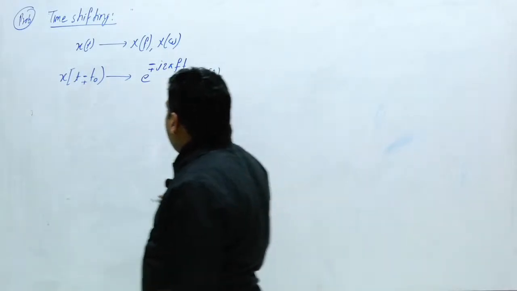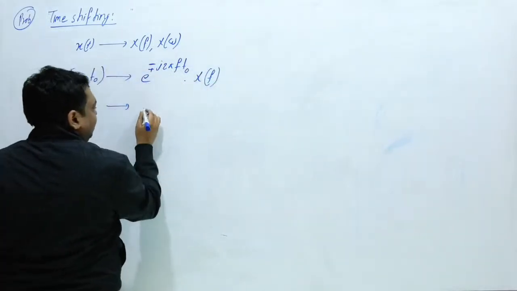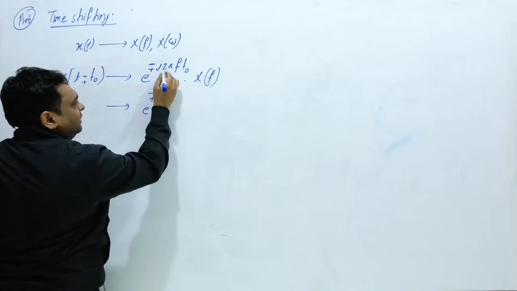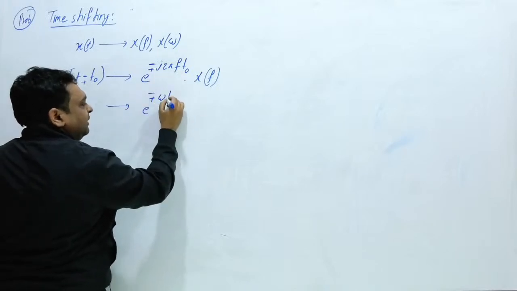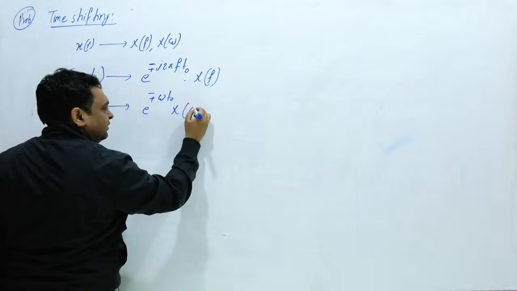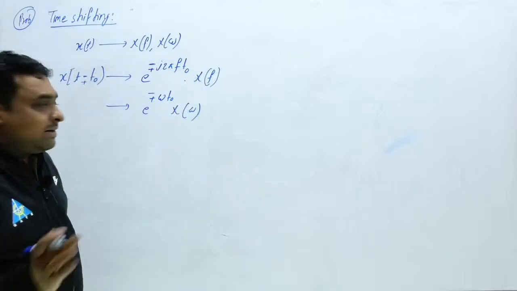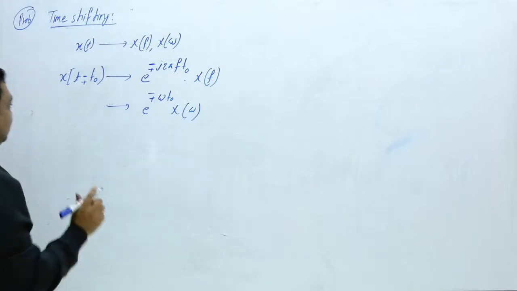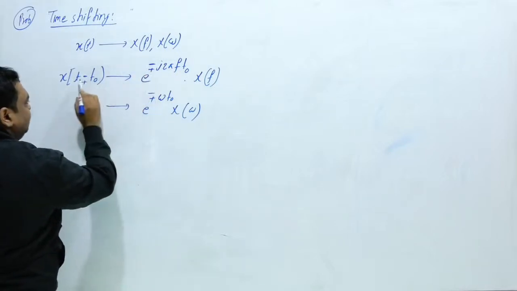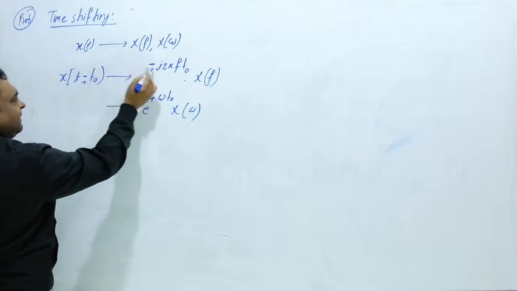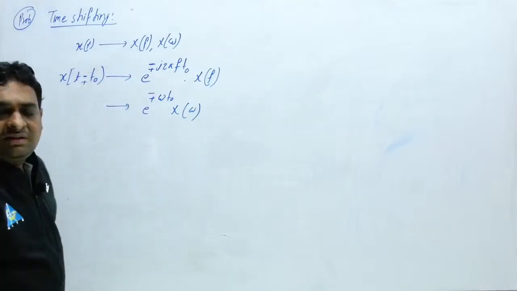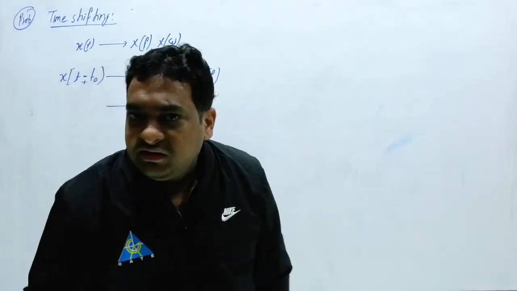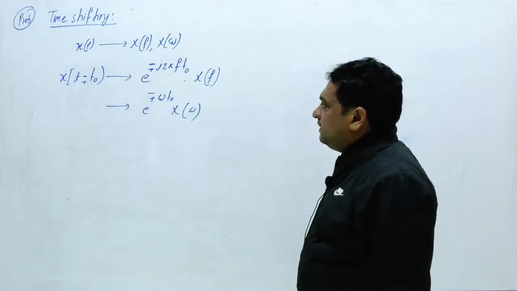Now in terms of omega, what you can write, e raised to power minus plus j omega t0 into X of omega. Hear the thing? So in terms of omega and in terms of f, you should remember. Getting? One thing you should remember, if this is minus and if this is plus, so minus then minus, plus then plus. Minus then minus, plus then plus. Clear this thing? Now the next property.